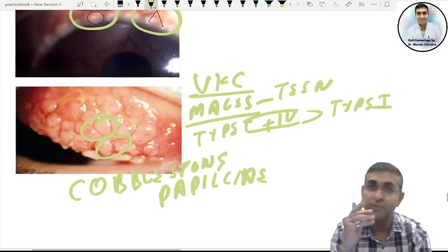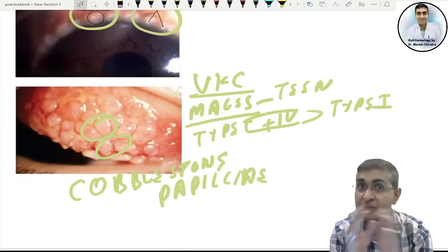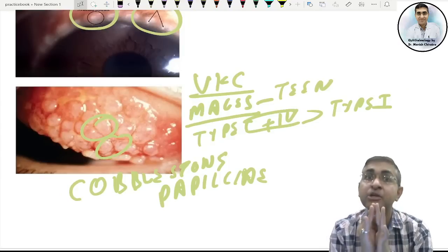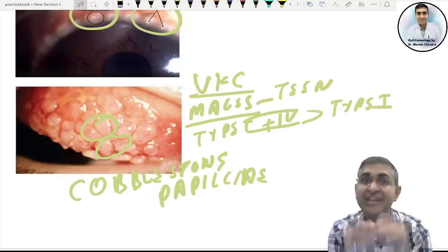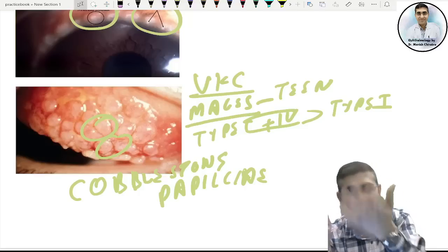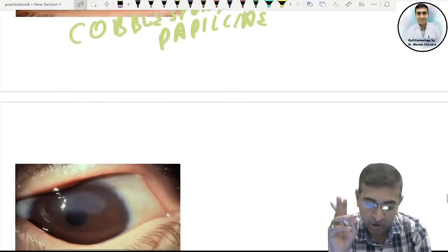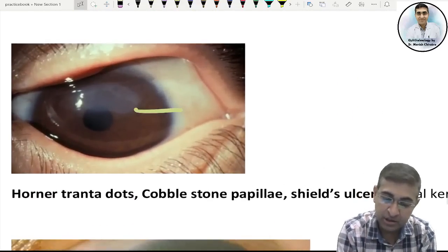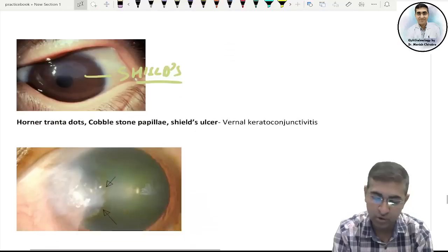Don't confuse cobblestone papillae with giant papillary conjunctivitis. Although both of them may look the same, you need to go through the history. Giant papillary conjunctivitis is more commonly associated with contact lens users. Here it can be male or female, adults with a specific history of wearing contact lenses. This is a typical shield ulcer. Shield ulcer is also seen in vernal keratoconjunctivitis.